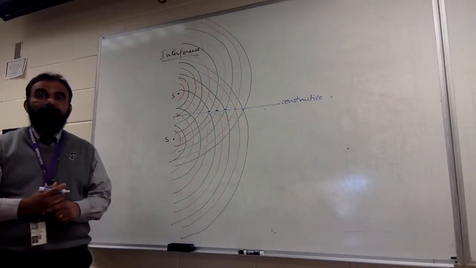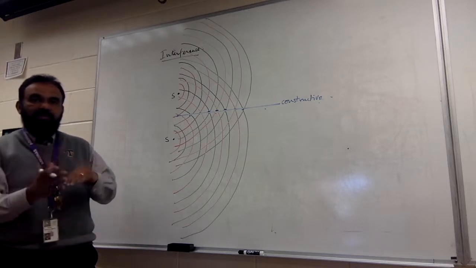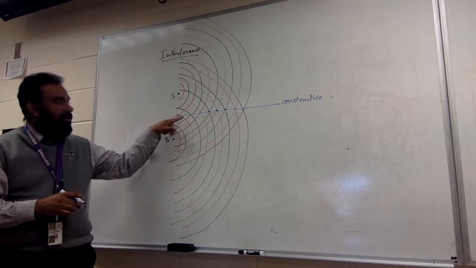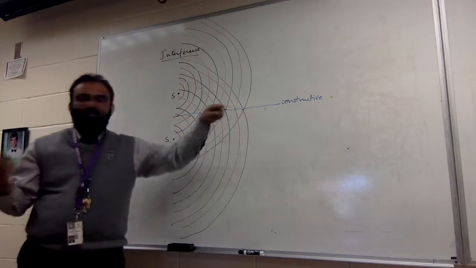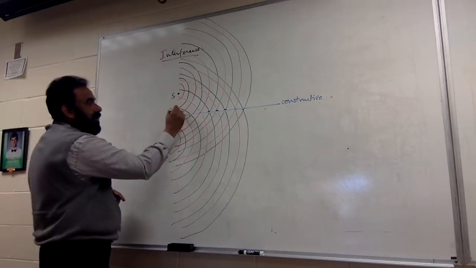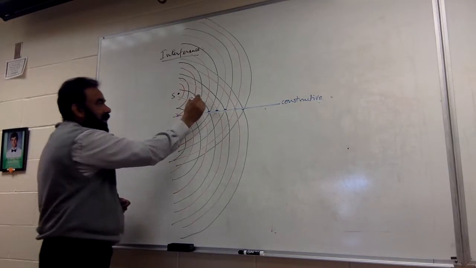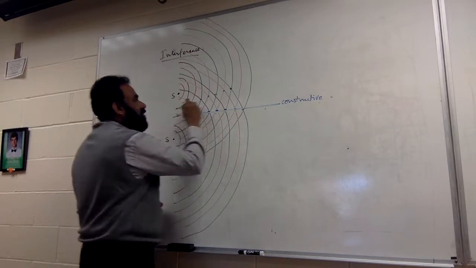I'm sorry, did we say the red is expansion? Red is the expansion and the black is compression. So when red and red merge or the black and black merge, it should be constructive. So this is a zone of constructive interference. Now look at this one. Black and black, red and red, black and black, red and red. That's also constructive.